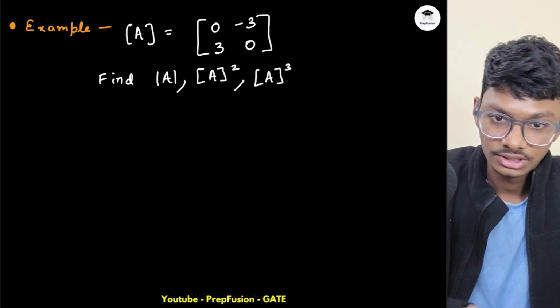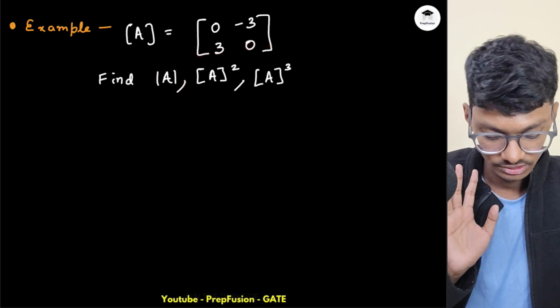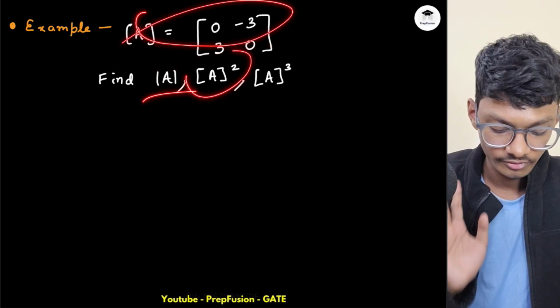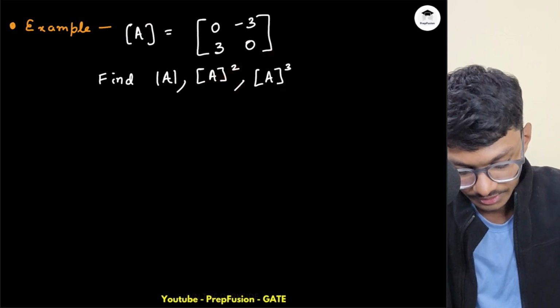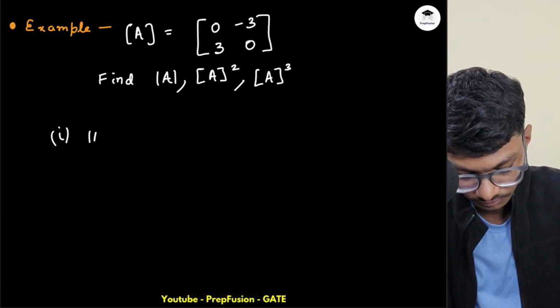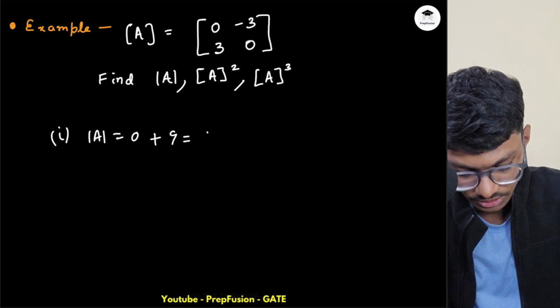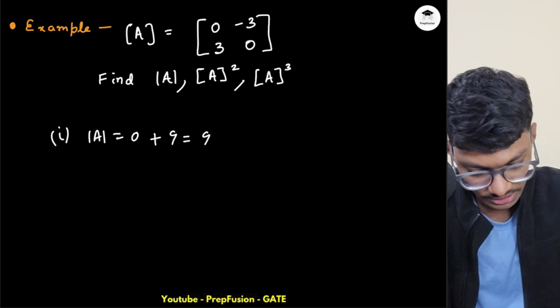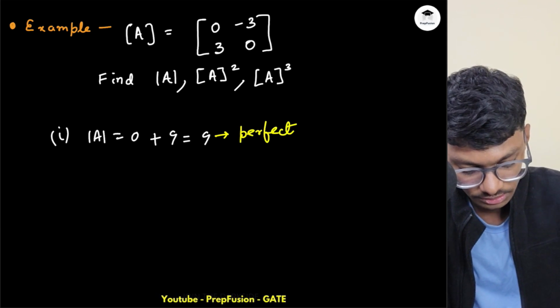So let's take an example, and from there we can understand. We have a matrix, and this is skew symmetric. We have to find the determinant, A square, and A cube. First let us find the determinant. So if we find the determinant, this will be 0 plus 9, which is 9 itself. Okay, so this is a perfect square. This I will come to in the next slide.